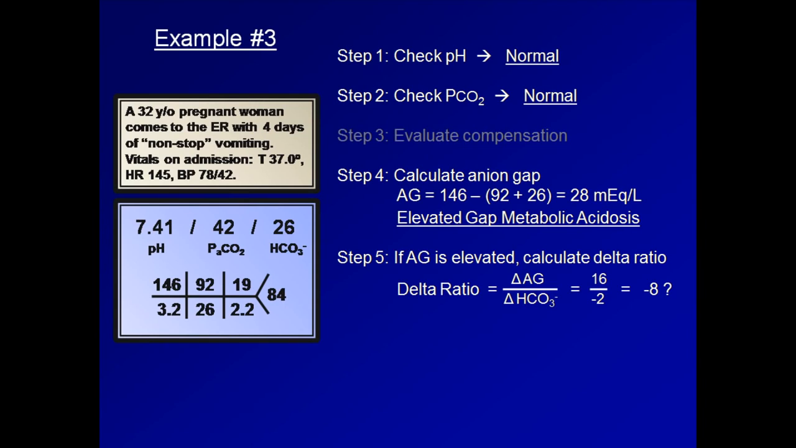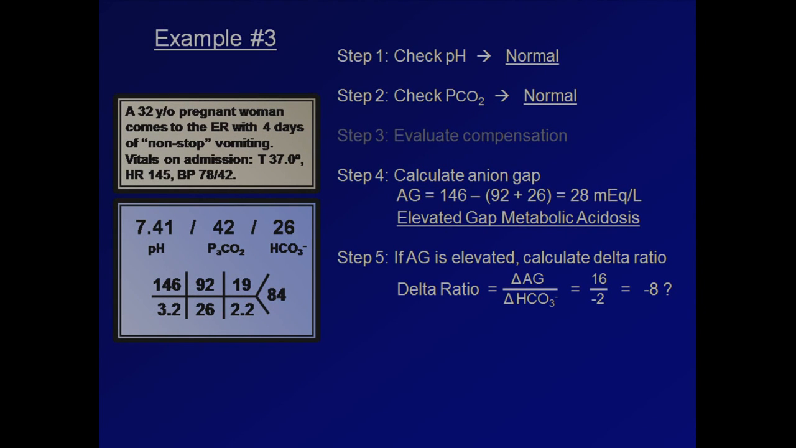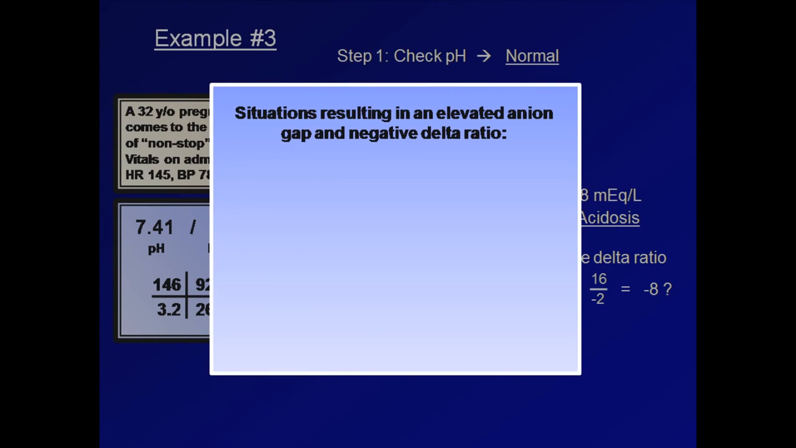My guess is, even if you have a fair amount of familiarity with using the delta ratio to diagnose mixed metabolic disorders, as reviewed in Lecture 6, you have probably never come across or thought about the possibility of a negative ratio. What does it mean? I'm going to take a very brief digression here to mention the two situations which result in an elevated anion gap and a negative delta ratio, which is not limited to patients with normal pHs.